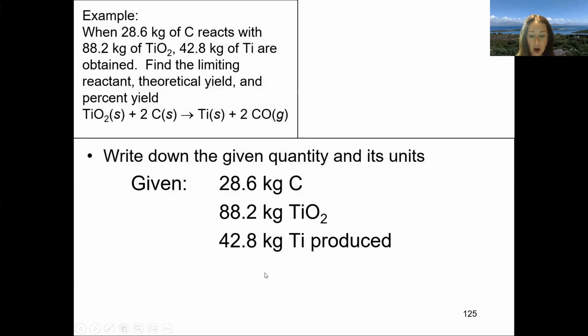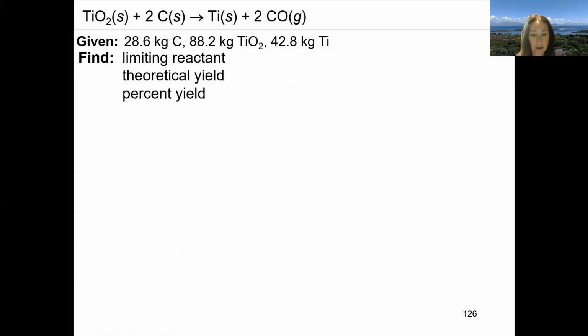Okay, so there are so many different ways to do this problem. I'm just going to show you the way that I found seems the easiest for people conceptually. But if you have a different way that you've already learned how to do limiting reactants, as long as I can follow your work, I'm okay with whatever way you do your limiting reactants. So again, what do we have? We have 26.8 kilograms of this and 88.2 kilograms of this. And I'm not really going to worry about this one because that's my actual yield.